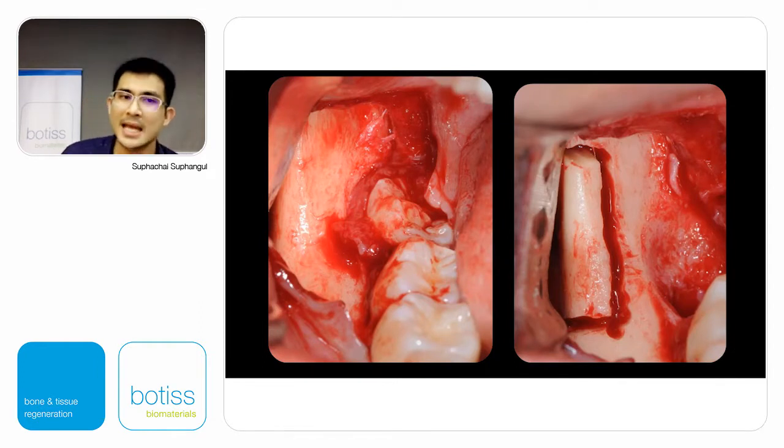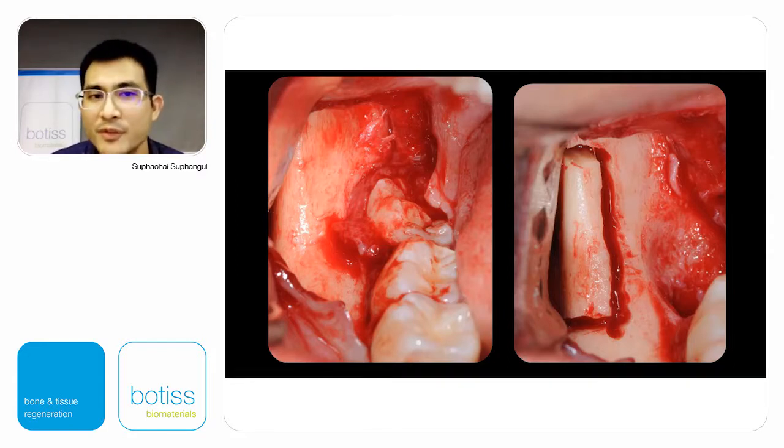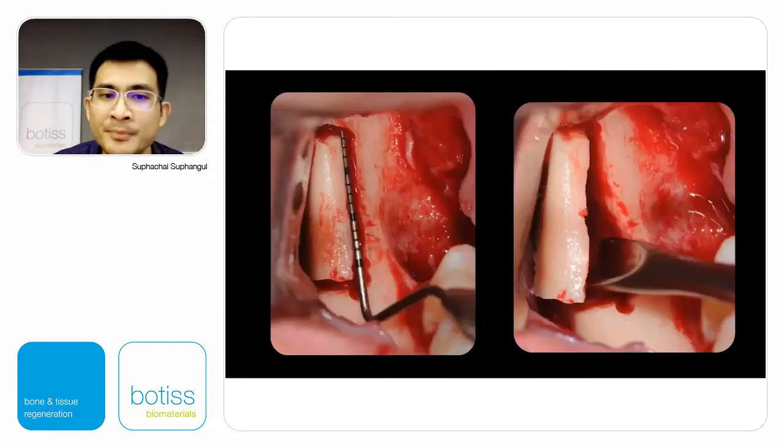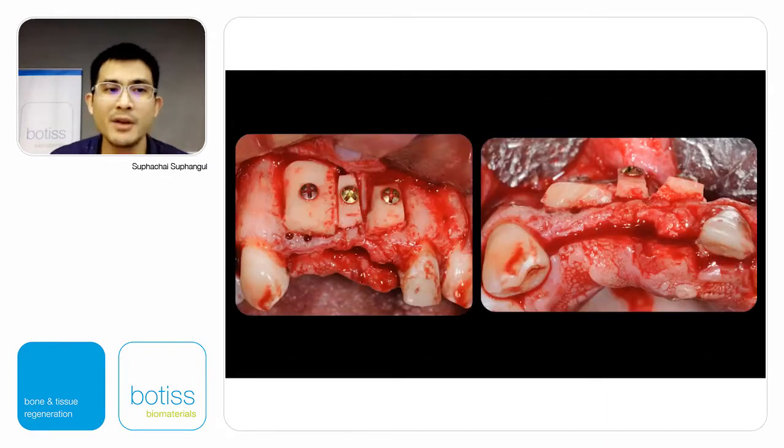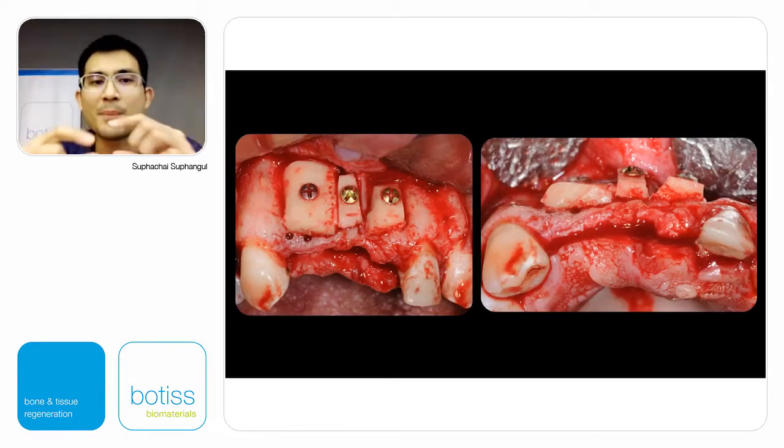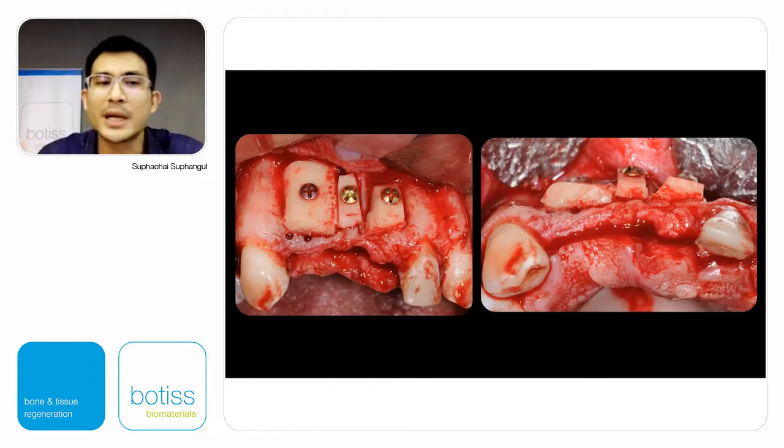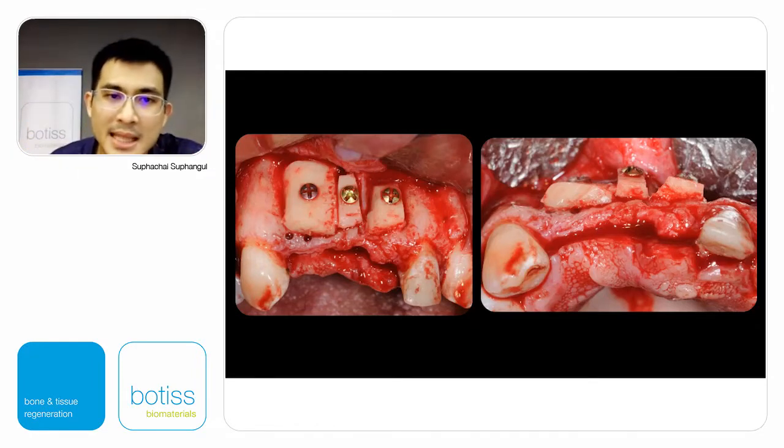In this case, I decided to use a block graft from the ramus. The patient has a wisdom tooth, number 4A. I removed it at the same time and harvested the ramus block graft. That is enough for those areas. However, because the block does not match the defect, I have to cut the bone into pieces and then fix them in the area.